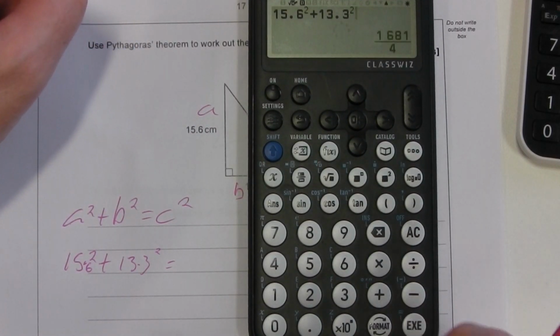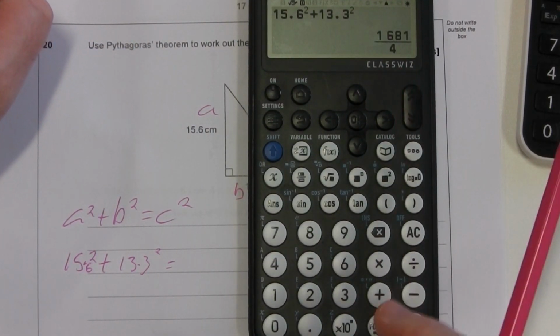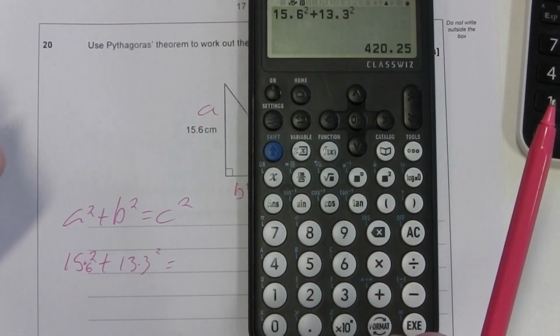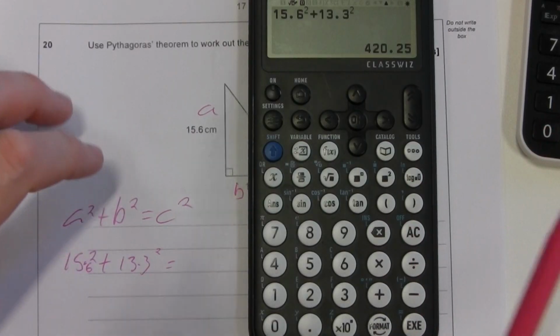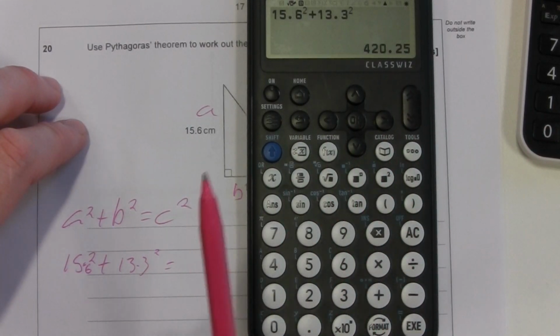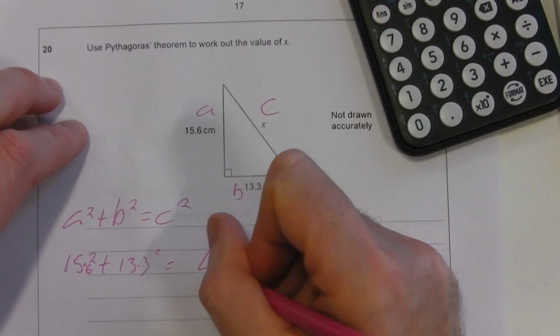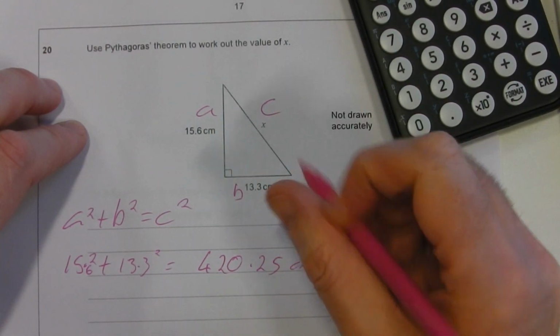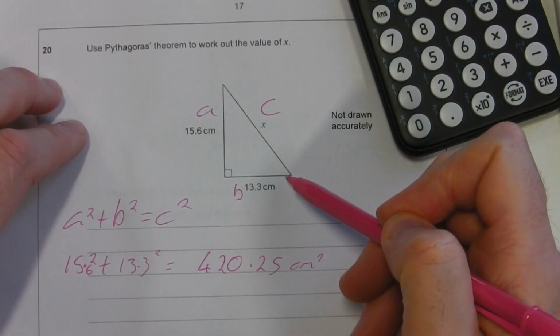When we press equals, we get it in a fractional form, so we press format, down 1 to decimal, and then OK, and we get our answer there. And it's come up as 420.25, and that's centimeters squared because it's the square of the longest side.